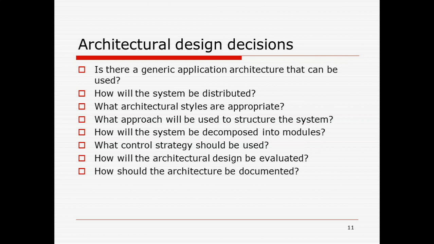Because there are different architectural styles, like pipe and filter, client server, peer to peer, etc. So which will be appropriate for that? What approach will be used to structure the system, to create the structure of the system? How will the system be decomposed into modules? That is, the overall system shown in the architectural model, how is it going to be decomposed into different modules?